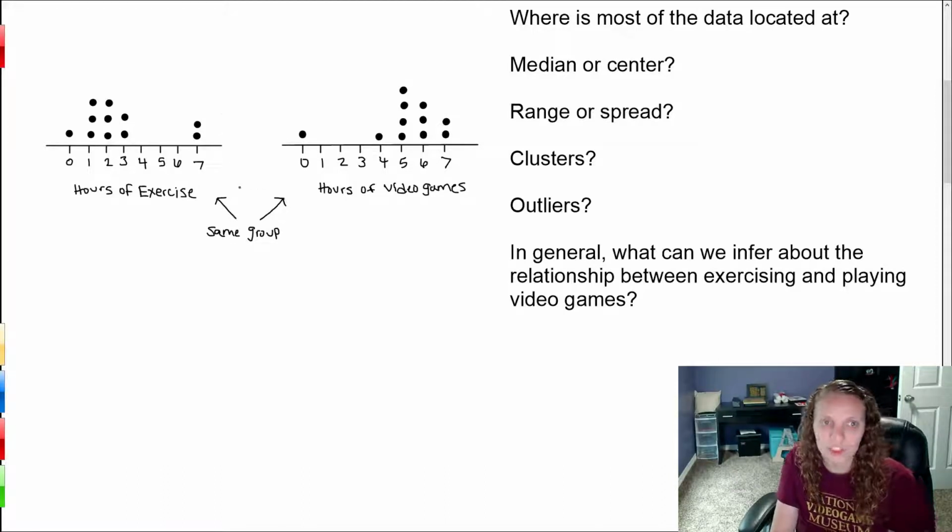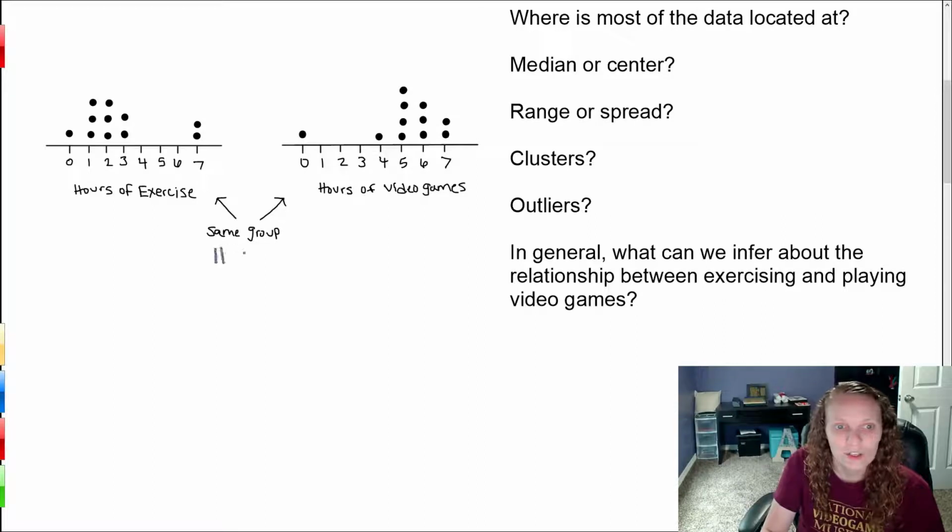So that means there should be the same amount of dots on each side. Let's see. 1, 2, 3, 4, 5, 6, 7, 8, 9, 10, 11. And then 1, 2, 3, 4, 5, 6, 7, 8, 9, 10, 11. So there were 11 people that we surveyed.